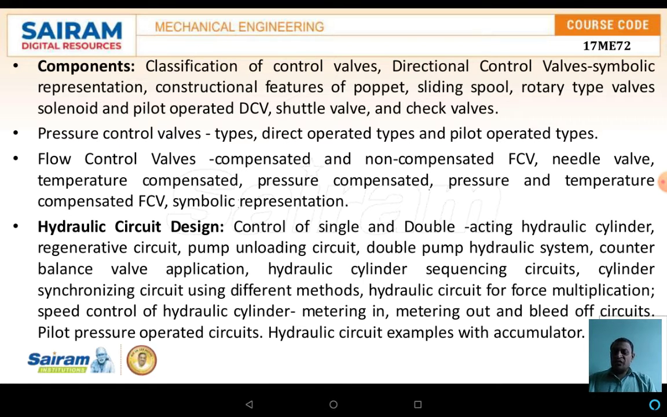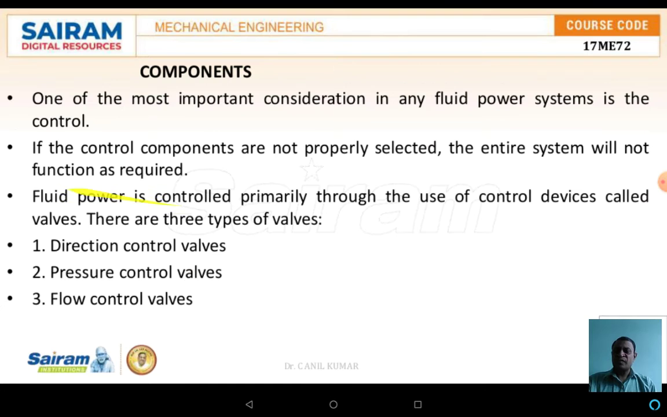In the second part, the hydraulic circuit design: the control of single and double acting hydraulic cylinders, regenerative circuits, unloading circuits, double pump hydraulic systems, counterbalance valve applications, hydraulic cylinder sequencing circuits, cylinder synchronizing hydraulic circuits and force multiplication, the speed control of hydraulic cylinders, metering in and metering out, and bleeding of circuits, the pilot pressure operated circuits, and hydraulic circuits with examples of accumulators.